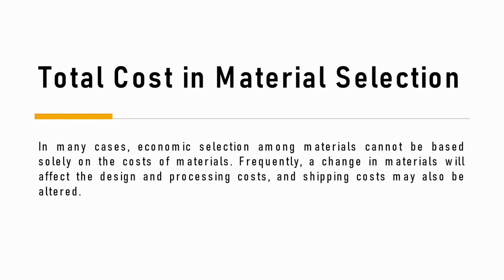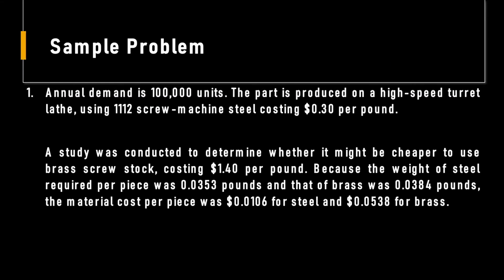Example number 1, annual demand is 100,000 units. The part is produced on a high-speed turret lathe using 1112 screw machine steel costing 30 cents per pound. A study was conducted to determine whether it might be cheaper to use brass screw stock costing $1.40 per pound because the weight of steel required per piece was 0.0353 pounds and that of brass 0.0384 pounds. The material cost per piece was $0.0106 for steel and $0.0538 for brass.